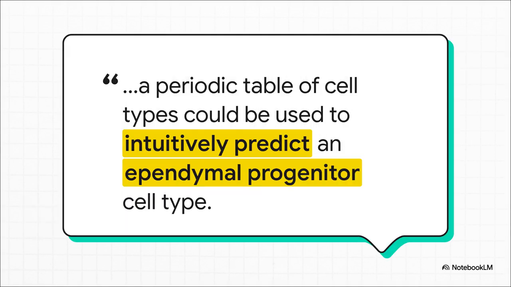And the paper gives a perfect real-world example of this. In the brain, we know progenitor cells develop into neurons and other things, but how we get ependymal cells, which make spinal fluid, has always been a bit of a mystery. Well, the table's structure basically screams that there should be an ependymal progenitor cell filling a gap in the chart. It gives scientists a specific, testable hypothesis and tells them exactly what to go looking for.